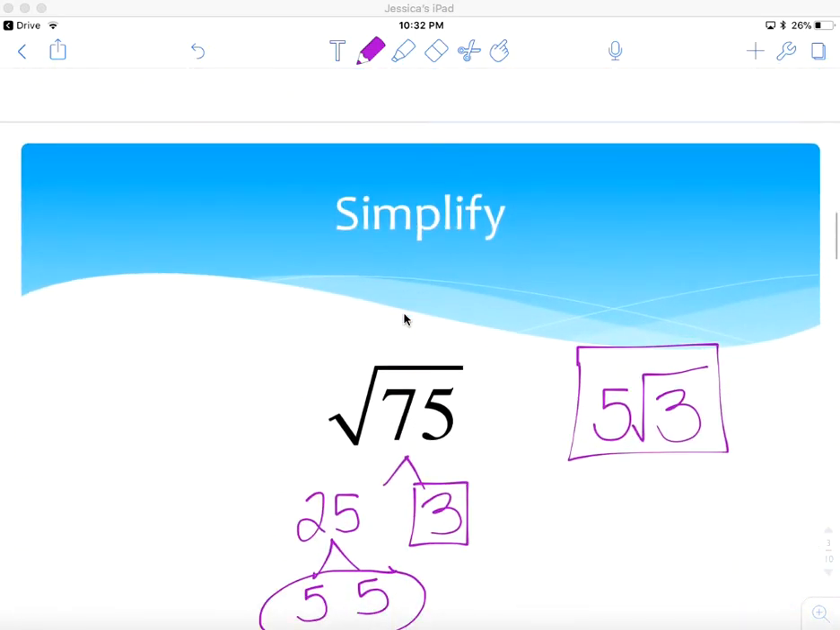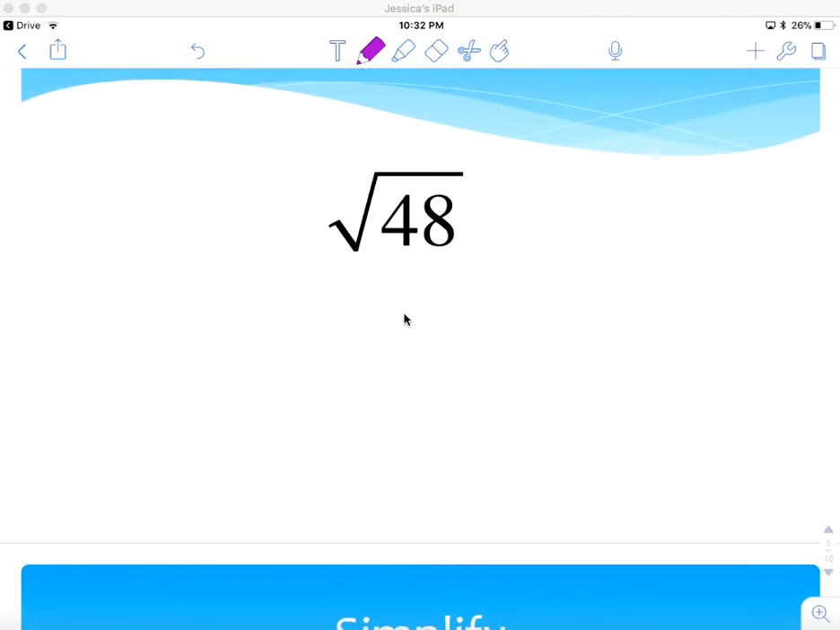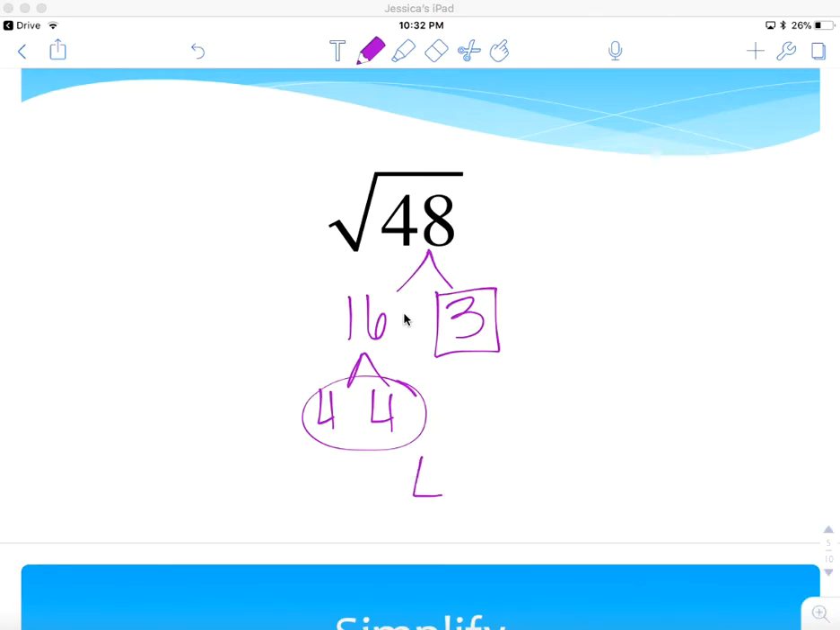If you break down 48 using 16, we would have 16 and 3, and the square root of 16 is 4. So I have a pair of 4's with the 3 left over, meaning my answer is 4 square root 3. Once you have a pair, you can stop and circle it. You don't have to keep breaking it down.